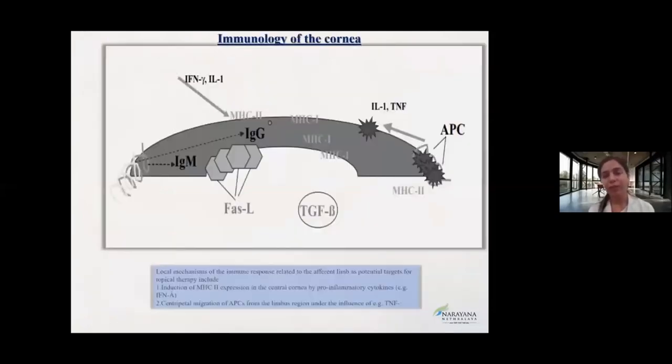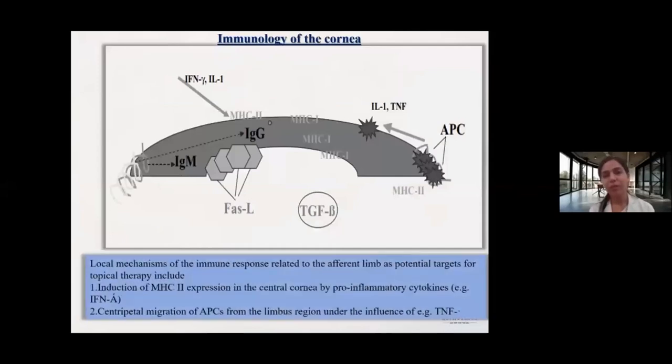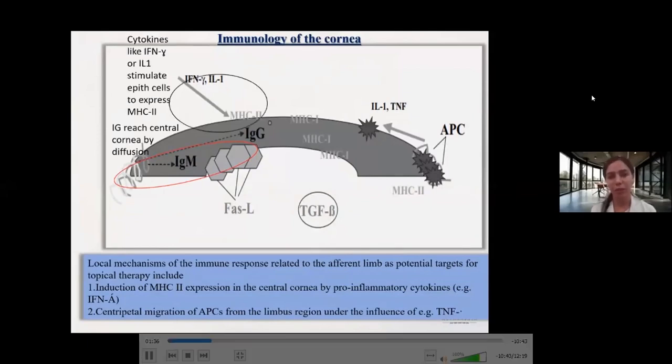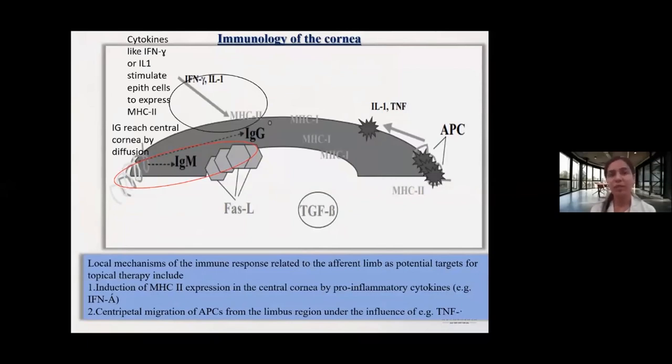Before we get into the therapy, it's very important that we understand the immunology of the cornea. And this is a diagrammatic representation. What we need to remember is that the immunoglobulins reach the central cornea by diffusion from the limbus. Cytokines like interferon gamma or interleukin-1 stimulate the epithelial cells to express the MHC2, which is very integral to the immunomodulatory process. The MHC1 is expressed by the epithelial cells, keratocytes, and endothelial cells.